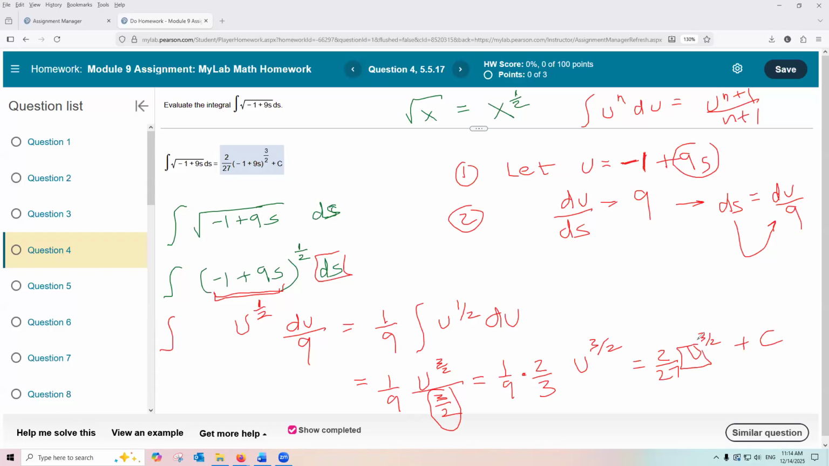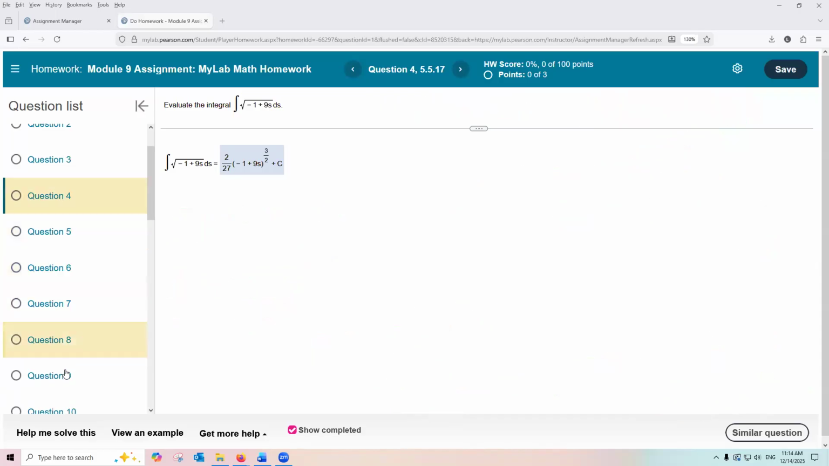But again, I don't want to leave my answer in the u format. I'm going to do a substitution back because u is -1 + 9s. So here's my final answer: 2 over 27 times (-1 + 9s) to the exponent 3/2 plus a constant. So again, when integrating, if you come across a square root symbol, it's a good idea to change the square root to be exponent 1/2. All right, let me go to another example here.